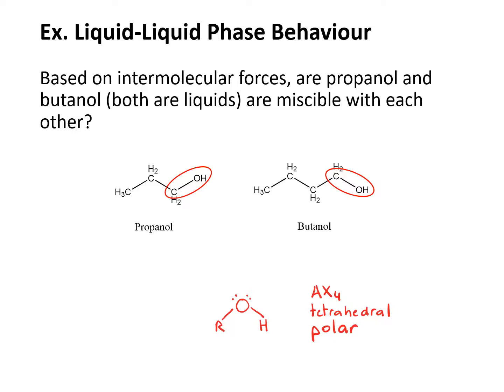So, the intermolecular forces in propanol and butanol are both dipole-dipole interactions, and as a consequence, we would expect the molecules to be miscible with each other.